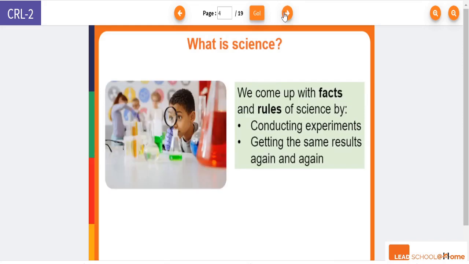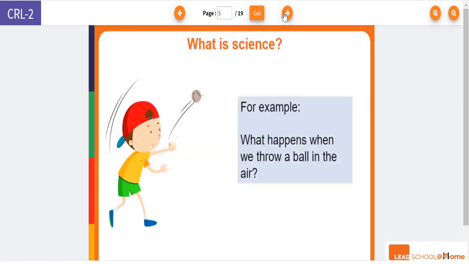We come up with the facts and rules of science by conducting the experiments and getting the same results again and again, right? So often we talk about certain facts, scientific facts, and we talk about rules of science, laws of science. And how do you think people arrived at these facts and rules? They conducted experiments, and every time they conducted the same experiment, they got the same result. So based on that, we came up with facts and rules of science.